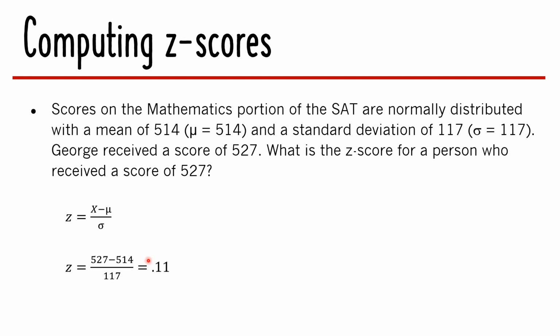So anytime somebody has a score above the mean, they're going to get a positive z-score. And then we divide it by the standard deviation, which gives us a z of 0.11. That's a positive z, which means that this person is 0.11 standard deviations above the mean.